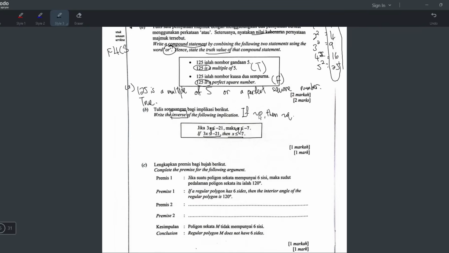It means you have to do negation lah. So dia kan jadi if. Alright. Don't just write the P, you have to do negation. So 3x smaller equals negative 21. When you do negation, it becomes 3x bigger than negative 21.